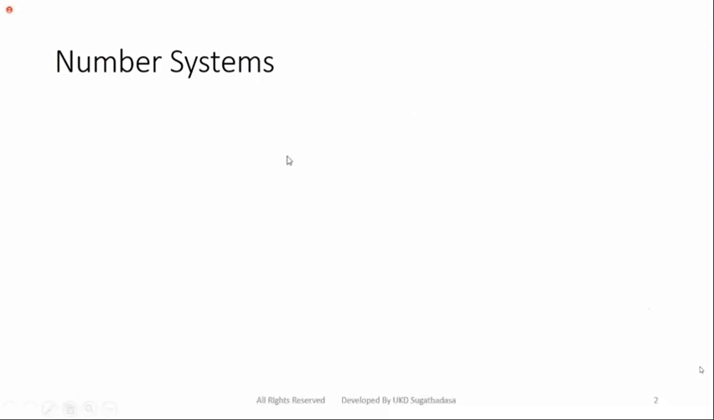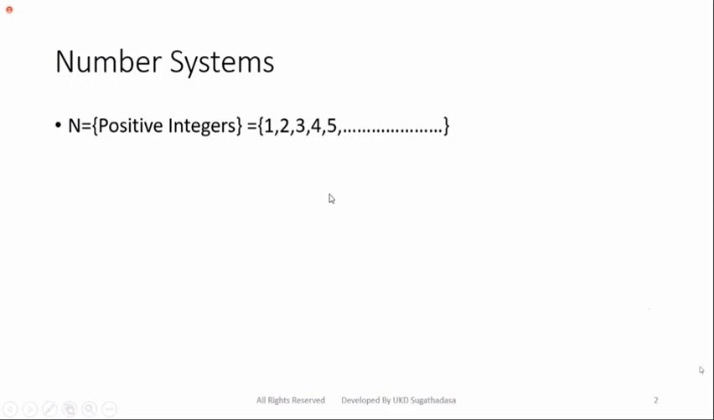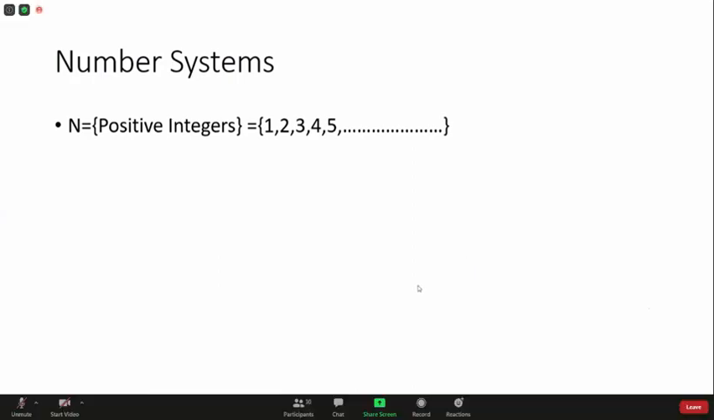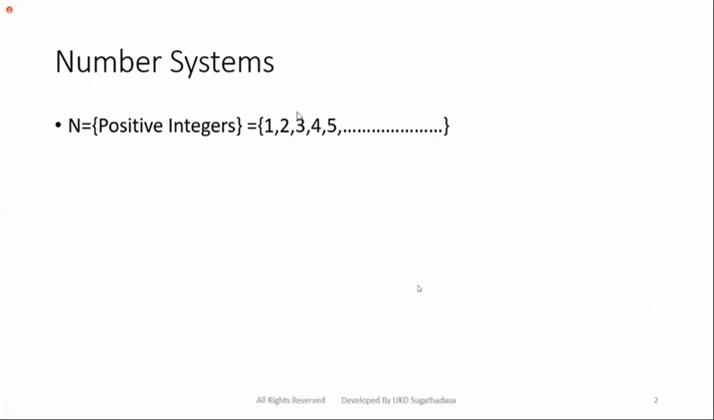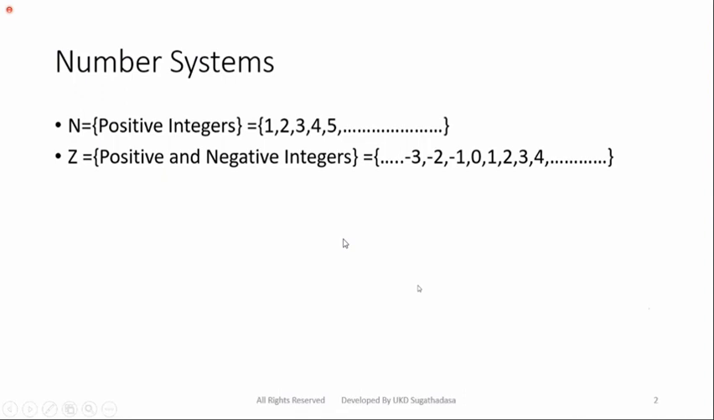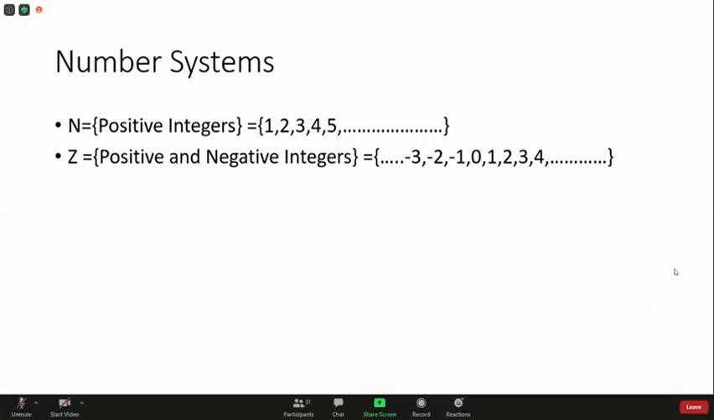The number system. The first number system is what we call the positive integers, the numbers you are already familiar with: 1, 2, 3, 4, 5, and so on. Sometimes we call them the counting numbers. Then the positive and negative integers: -3, -2, -1, all the negative integers and all the positive integers included. We denote these positive and negative integers as Z.